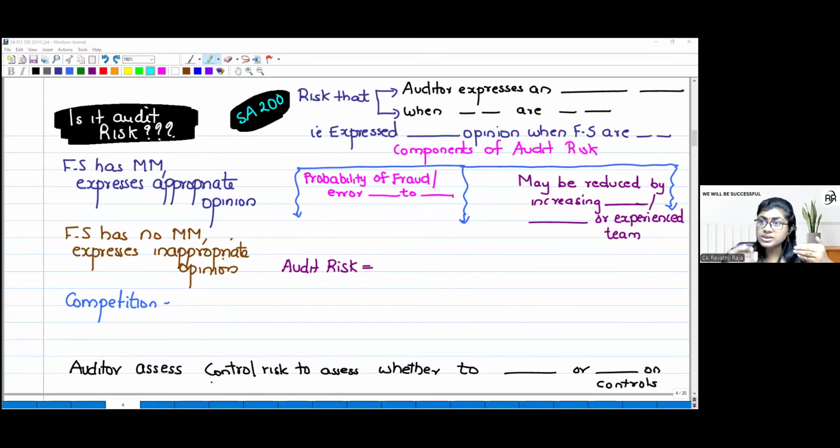See, audit risk is our primary objective as per the essay. Primary objective as per essay 200: it goes wrong when FS are also wrong. I'm saying it in layman's language: the opinion is wrong when the FS is wrong. Can you say it in auditing language? Audit risk.